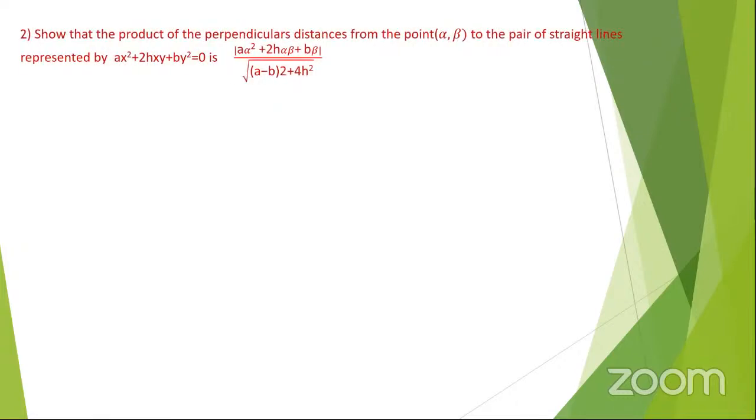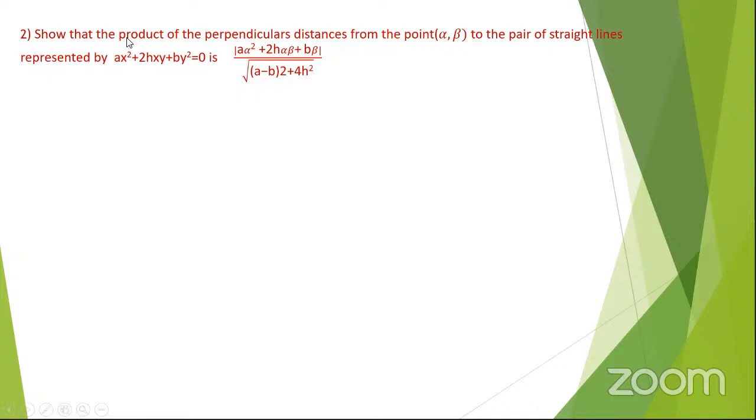Now the second one, that is: show that the product of the perpendicular distances from the point (alpha, beta) to the pair of straight lines represented by ax square plus 2hxy plus by square is equal to 0 is (a alpha square plus 2h alpha beta plus b beta square) by under root of (a minus b) whole square plus 4h square. So what do we need to prove?